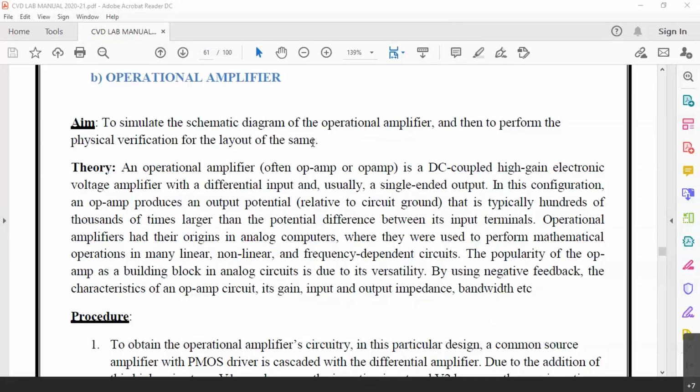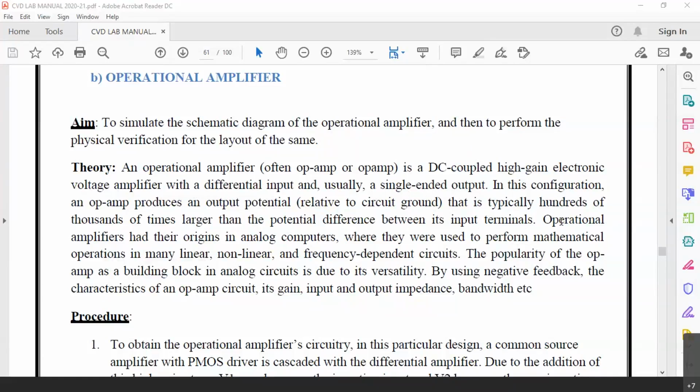So today is the last experiment, called operational amplifier. There is a brief theory. Let me go through it just for an introduction. An operational amplifier, or op-amp, is a DC coupled high gain electronic voltage amplifier with a differential input and usually a single-ended output. In this configuration, an op-amp produces an output potential relative to circuit ground that is typically hundreds of thousands of times larger than the potential difference between its input terminals.